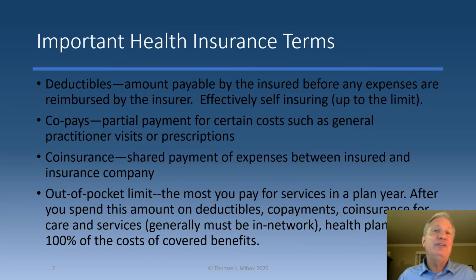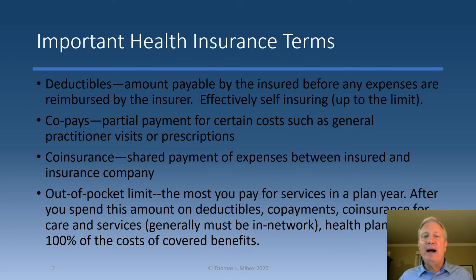It's self-insuring up to a limit. You're paying part of the cost of the loss. And generally speaking, the more you pay of the loss, the less your premiums are, because you're paying more of the risk yourself. Co-pays are partial payment for certain costs, such as general practitioner visits or prescriptions. They're another way of lowering your premiums by having you pay part of the expense. Co-insurance, same idea, shared payment of expenses between the insured and the insurance company.